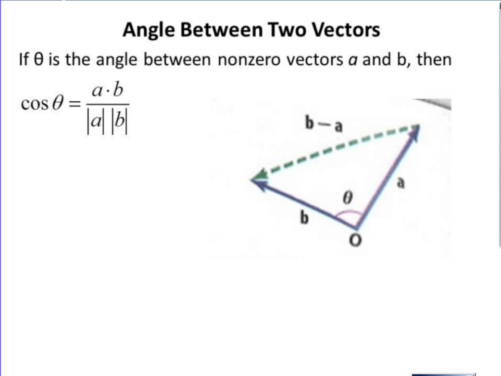If you need to find the angle between two vectors, such as vectors that are perpendicular to each other or going in opposite directions, if theta is the angle between non-zero vectors a and b, then to find the angle, cosine of theta is equal to a dot b over the magnitude of a times the magnitude of b.